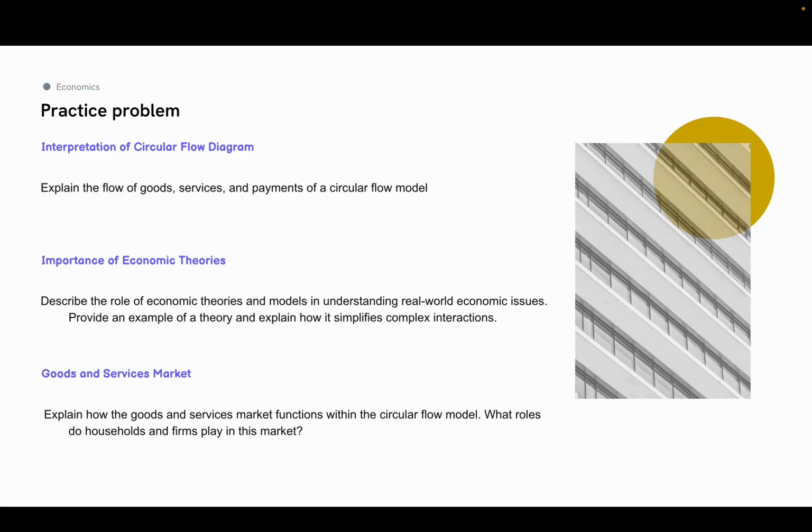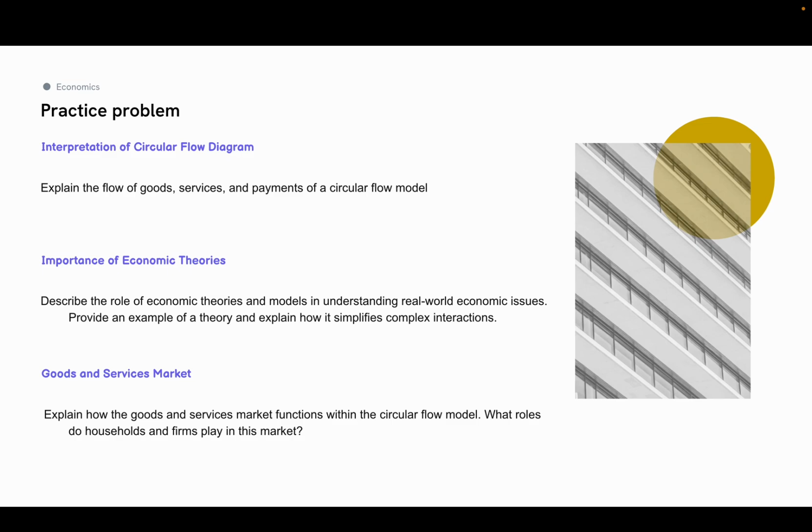And now it's practice problem time. First, interpretation of the circular flow model diagram. We are going to explain the flow of goods, services, and payments of a circular flow model. The answer is on the next page. As I'm reading the question, you guys can think about the answer.